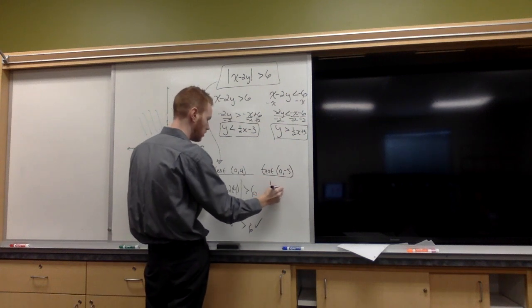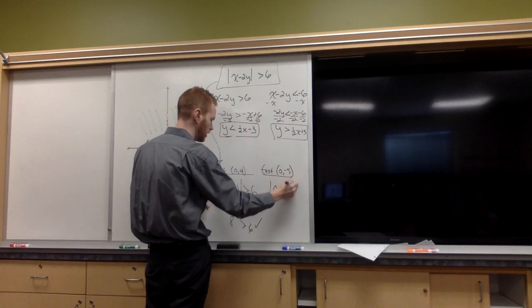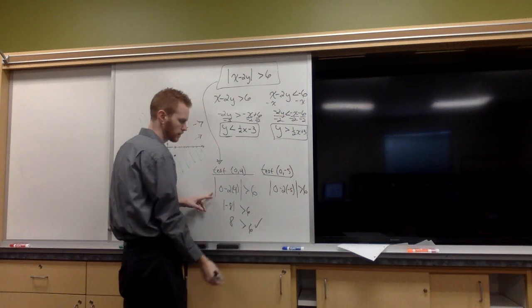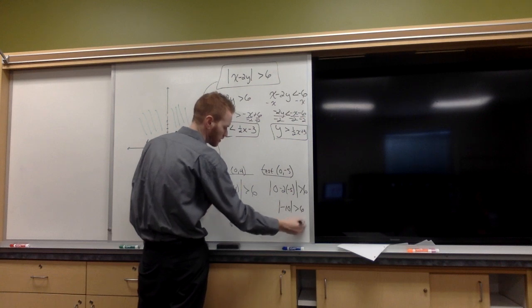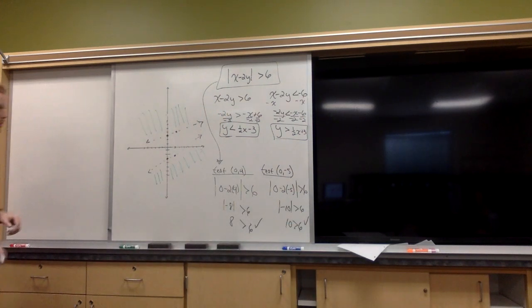So let's see, that's 0 minus 2 times negative 5 greater than 6. Absolute value of negative 10 greater than 6. 10 is greater than 6. Yep. So this works. This is a good function.